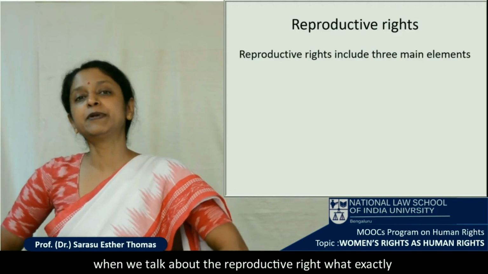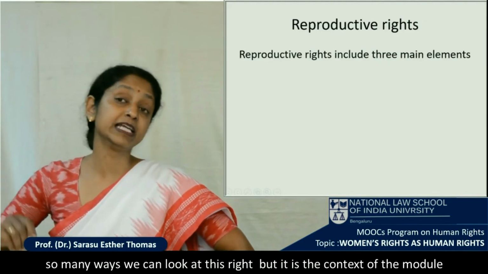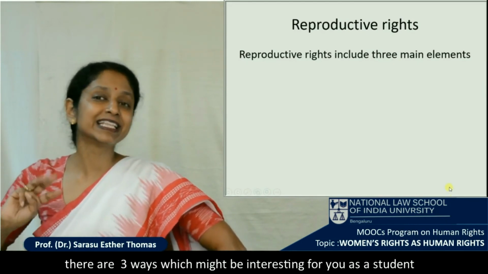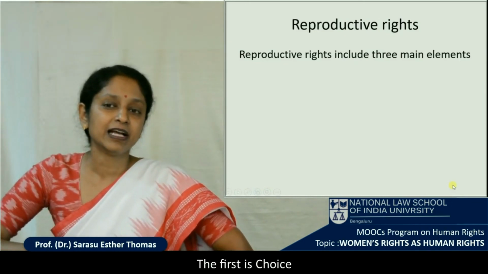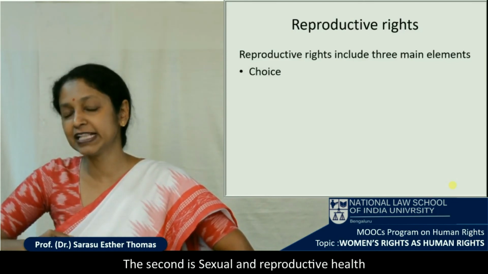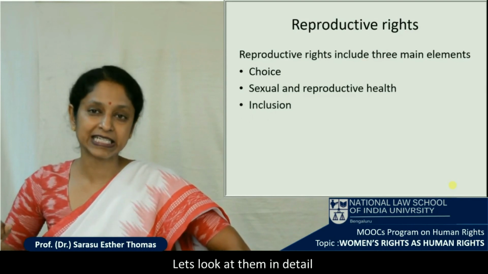Now, when we talk about reproductive rights, what exactly are we talking about? There are so many ways in which we can look at this right, but in the context of this module, there are 3 ways which might be interesting for you as a student. The first is choice, the second is sexual and reproductive health, and the third is inclusion. Let's look at them in detail.